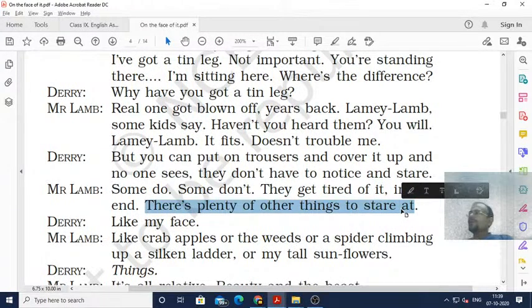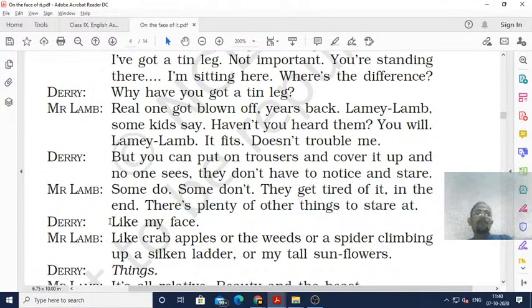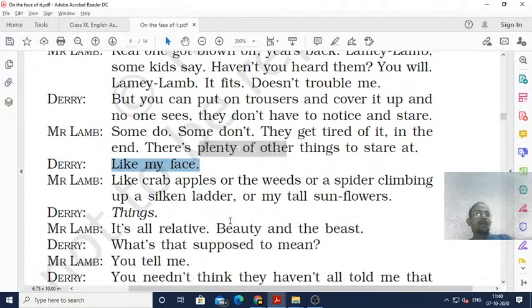So people will look today, people will look tomorrow, people might stare the day after tomorrow, but after that, they will become used to seeing my lame leg, and it doesn't matter much. Okay, not only will people get immune to seeing my lame leg, but also I shall develop immunity against staring from people. Therefore, he says it doesn't matter at the end of the day. Daddy says, like my face, people also stare at my face.